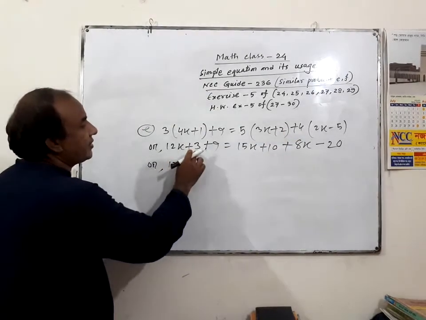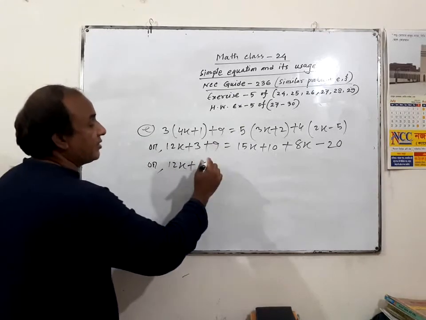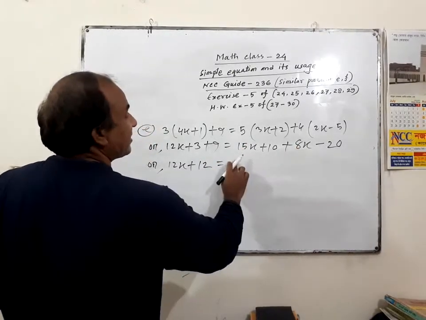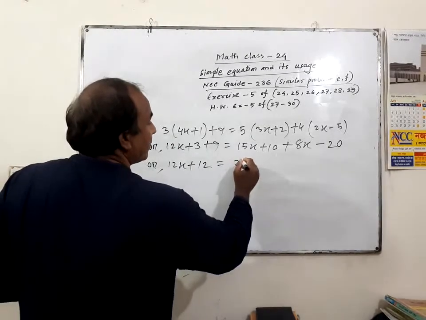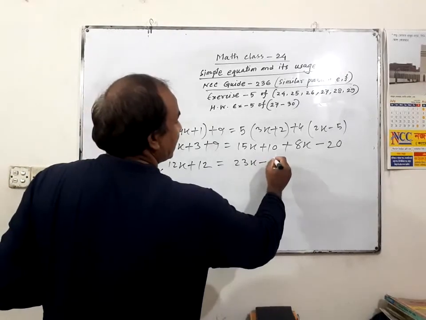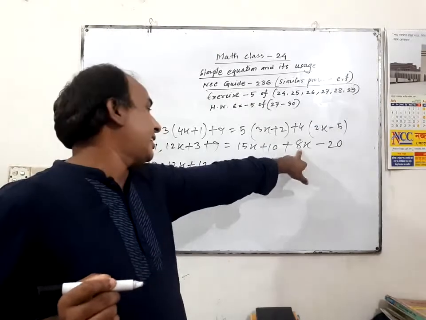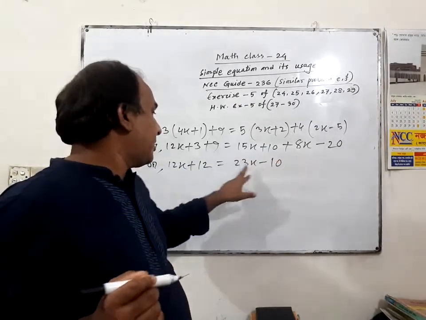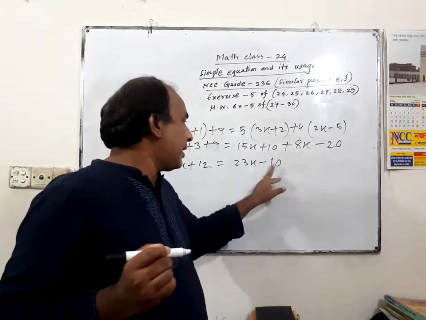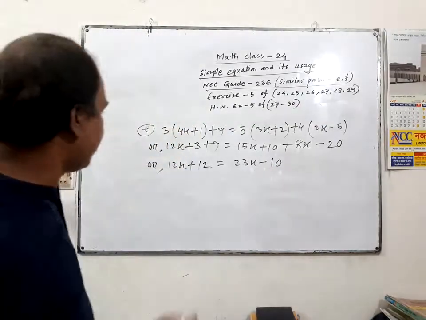So 12x, then 3 and 9 we add, and 3 and 9 is 12. 15x plus 8x is 23x, and minus 10 minus 20 is minus 30. Dear student, 15x and 8x, 23x minus 20 plus 10. Minus 10 is more, so I put a minus sign.